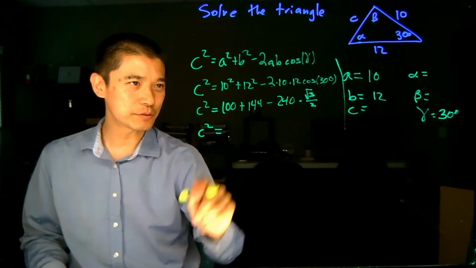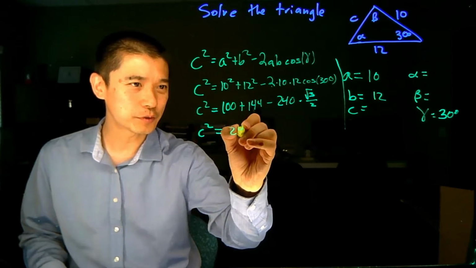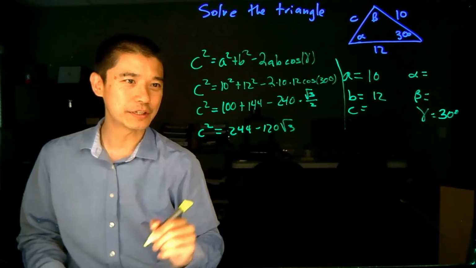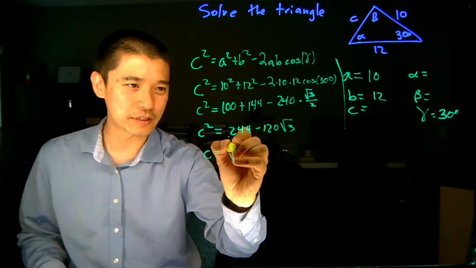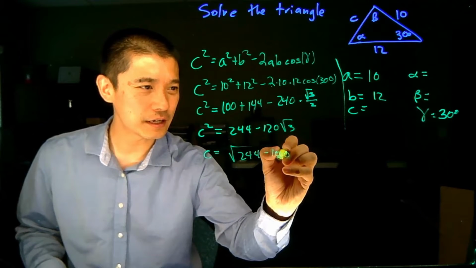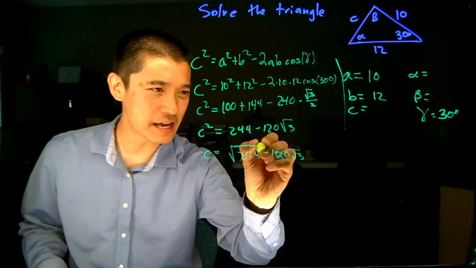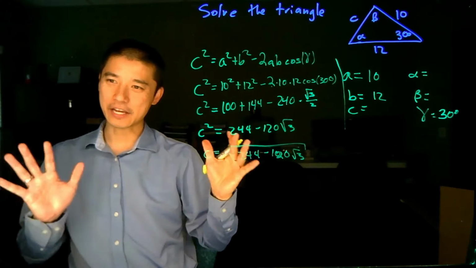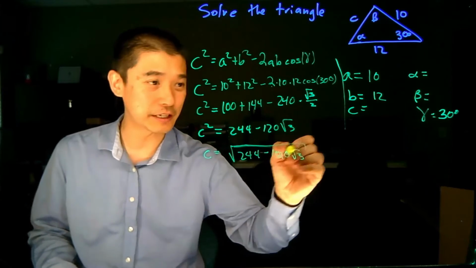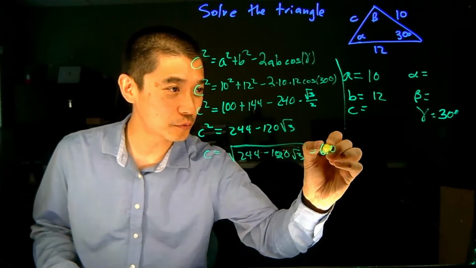C squared is equal to, let's see, that's going to be 244 minus the 2 cancel that part, 120 root 3. And then C is equal to the square root of this. Now, we don't need to worry about plus or minus here because we're not going to have any negative distances. And so again, as we suspected, at this point, we're still going to need a calculator. So when you plug it in, you're going to get about 6.013.